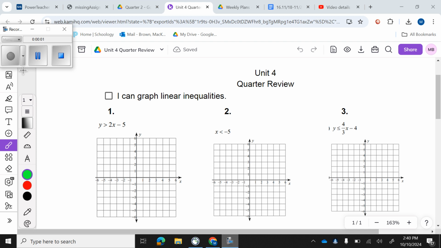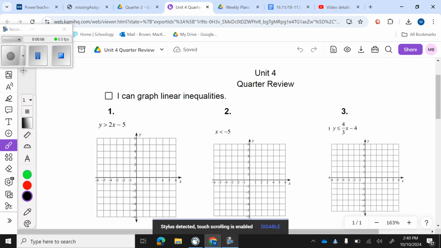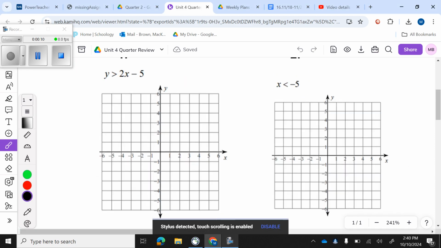We've got to graph this inequality. Remember, we're going to graph it just like a line, but then we need shading, and then we're going to have to decide solid or dotted, okay? So I've got y is greater than 2x minus 5. My y-intercept is still negative 5.